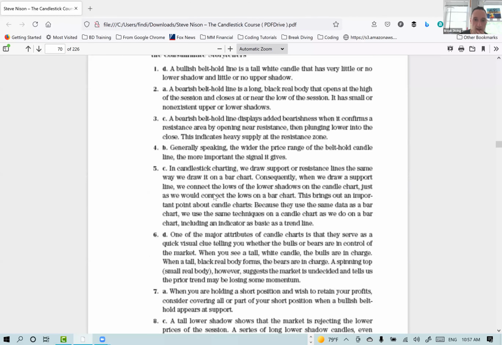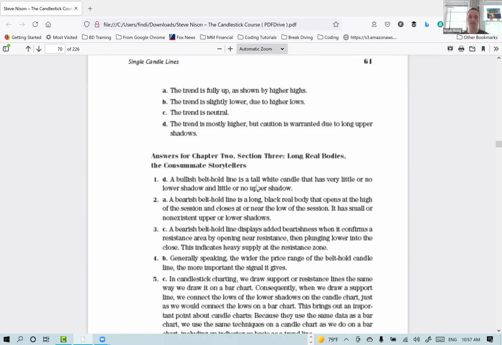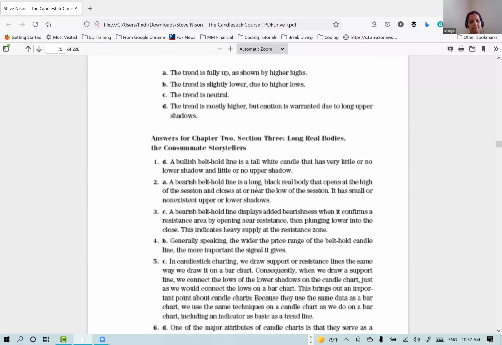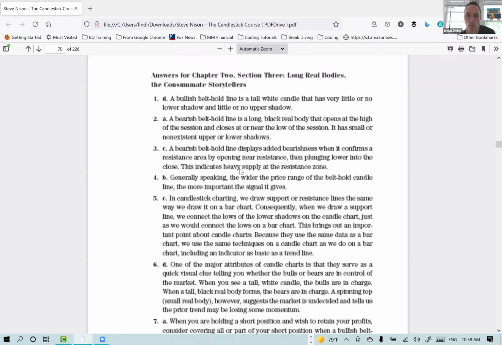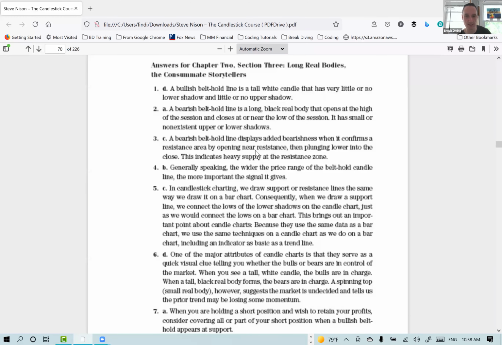All right, let's review these. A bullish belt hold line is a tall white candle that has very little or no shadows. A bearish belt hold line is a long black real body that also has small or non-existent upper or lower shadows. The bearish one needs to close near the low of the session. A bearish belt hold line displays added bearishness when it confirms a resistance area by opening near the resistance and plunging lower into the close. The wider the body of the belt hold candle, the more important the signal it gives.